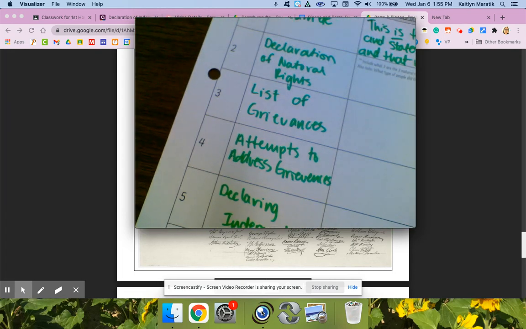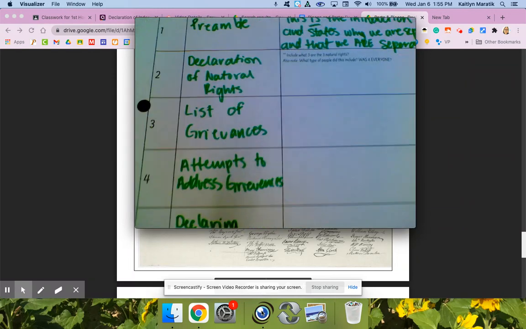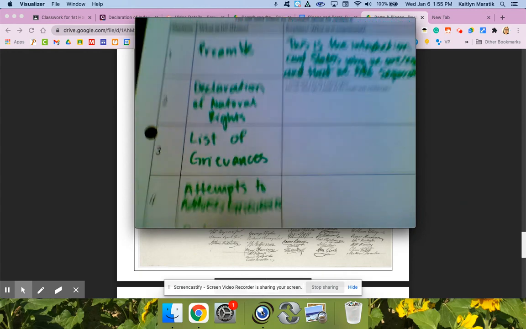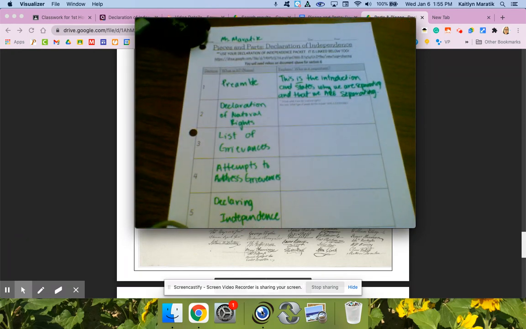So make sure you go through and make this look really nice. Please let your history teacher know if you have any questions or need any help. Otherwise, this is becoming your cheat sheet for learning about the Declaration of Independence.